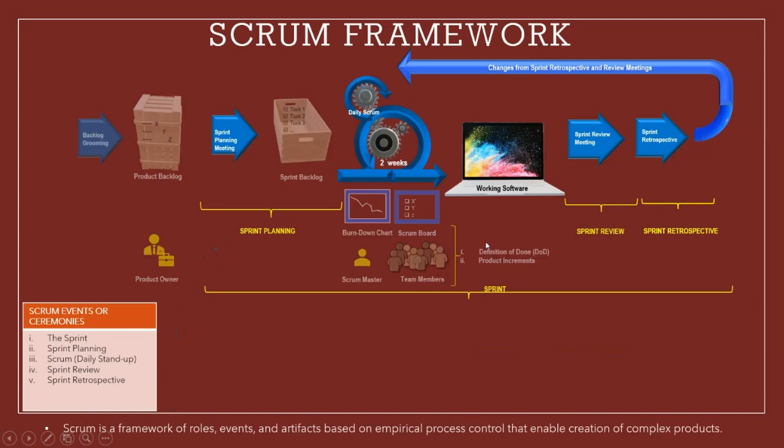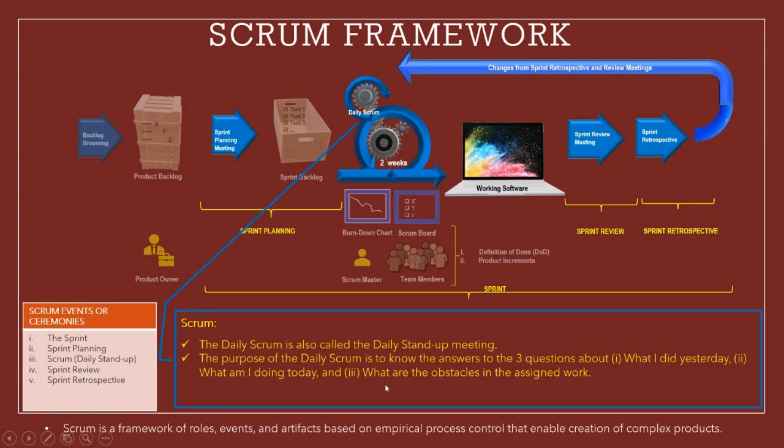The daily Scrum is also called the daily stand up meeting. The purpose of the daily Scrum is to know the answers to three questions: first, what I did yesterday; second, what am I doing today; and third, what are the obstacles in the assigned work.